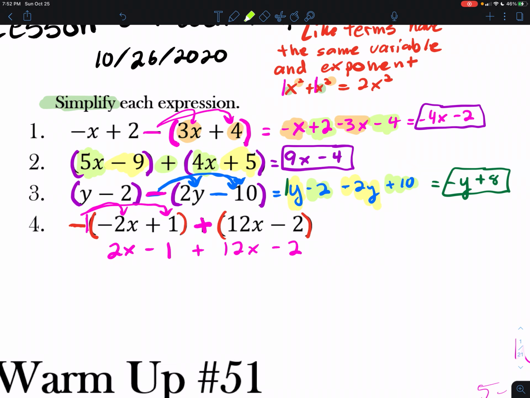And now I can combine my like terms. I've got 2x plus 12x, which will give us 14x. And then we've got minus 1 plus minus 2, and that'll give us a minus 3. And our answer is 14x minus 3.